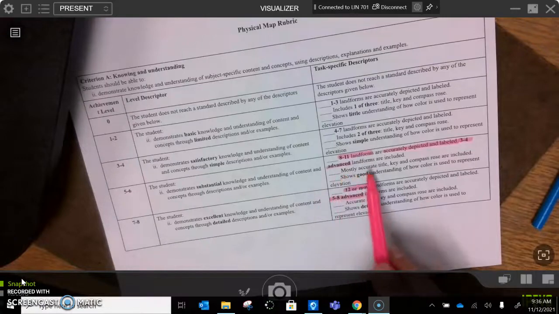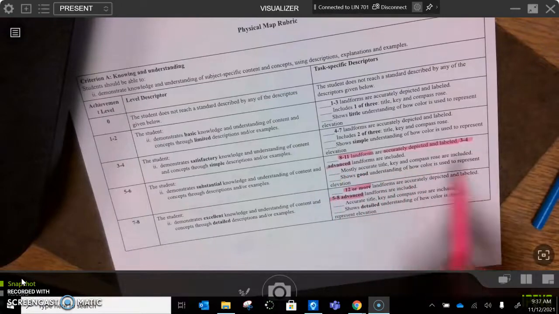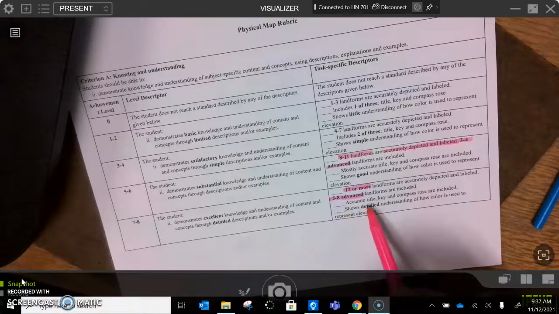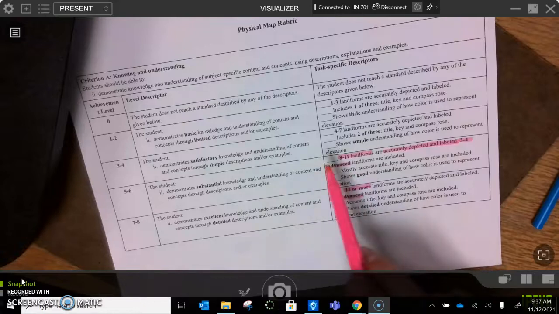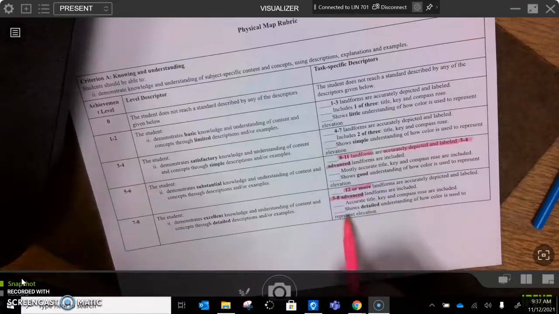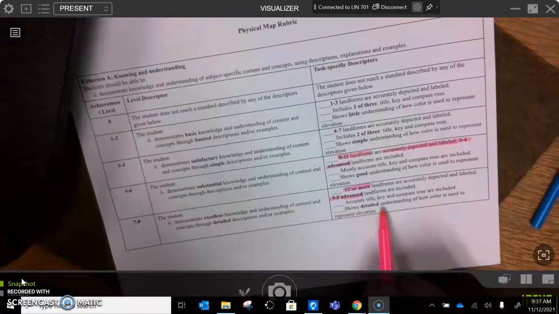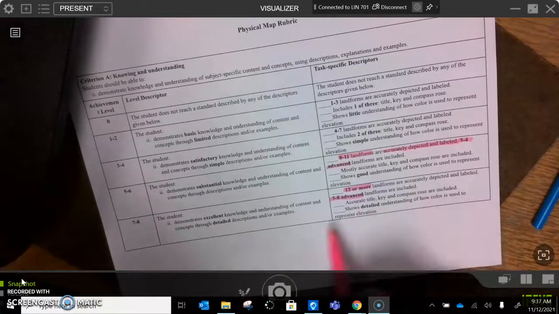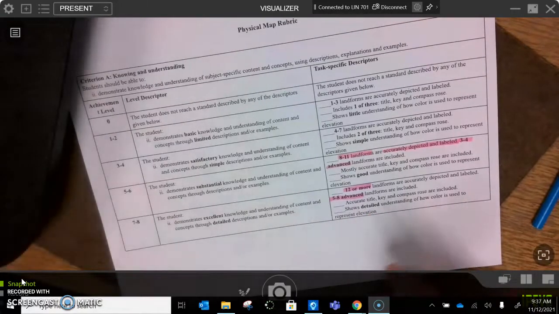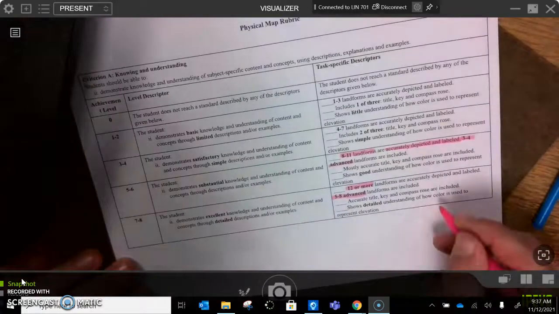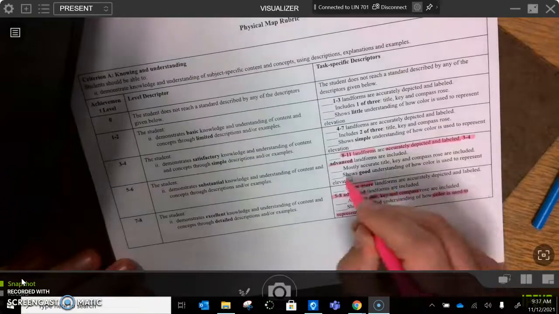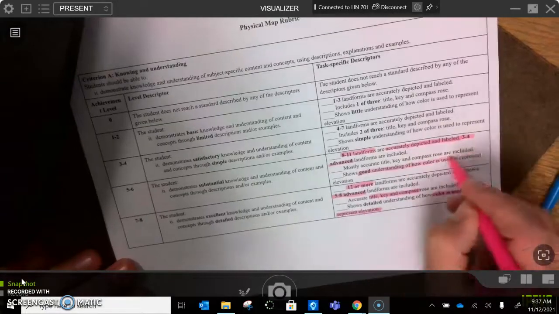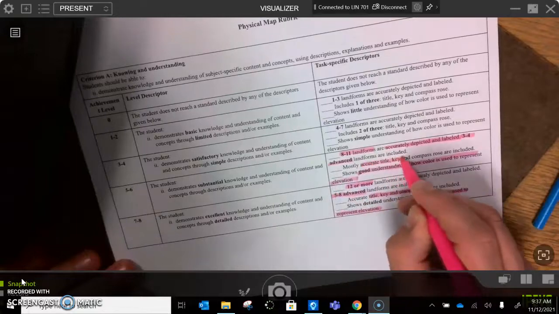This says mostly accurate key, title, and compass versus accurate title, key, and compass. So those things are pretty similar. Again, if you have 1 or 2 mistakes, you might be down here. If it looks perfect, you're going to be in that 7-8 area. And then it shows detailed understanding of how color is used to show elevation, and I'm going to show you what that looks like on my map as well. So, color used to show elevation, title, key, and compass, and good understanding of how color shows elevation, title, key, and compass. Those are the big things I'm looking for.